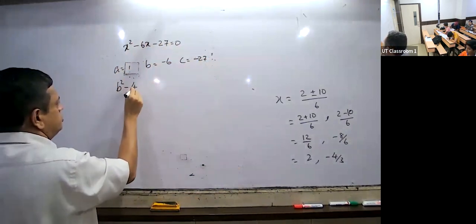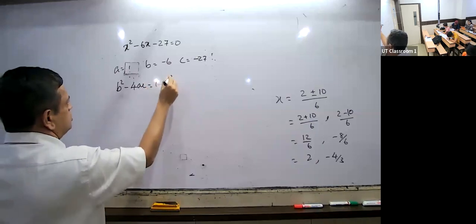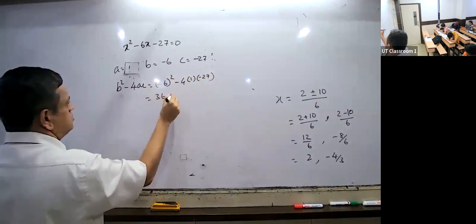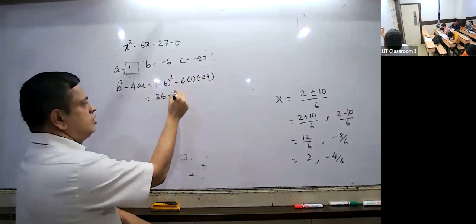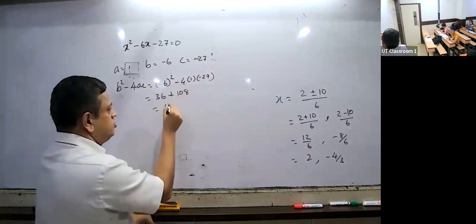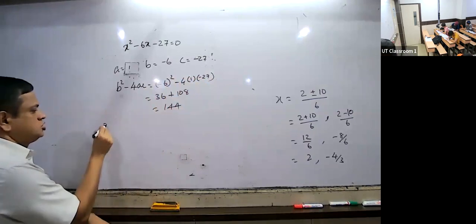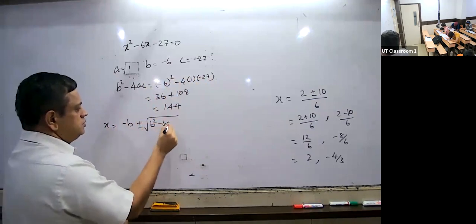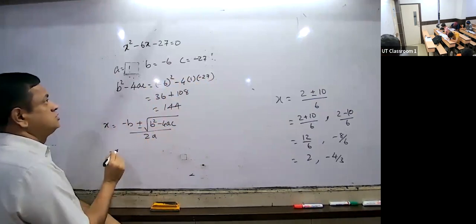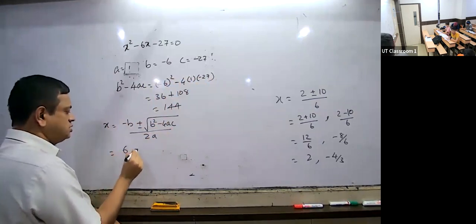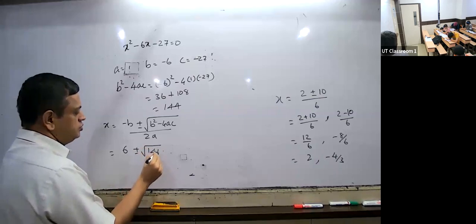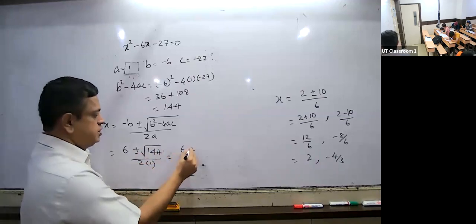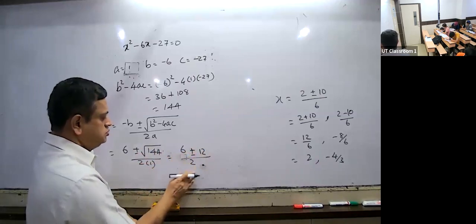Next is b square minus 4ac. Minus 6 all square, minus 4 times 1 times minus 27. 36 plus 108, which is equal to 144. X is equal to minus b plus or minus root of b square minus 4ac, by 2a. Write the formula, then you will learn. Replace: b is minus 6, so minus b is 6, plus or minus root of 144, by 2 times 1. 6 plus or minus 12 divided by 2.